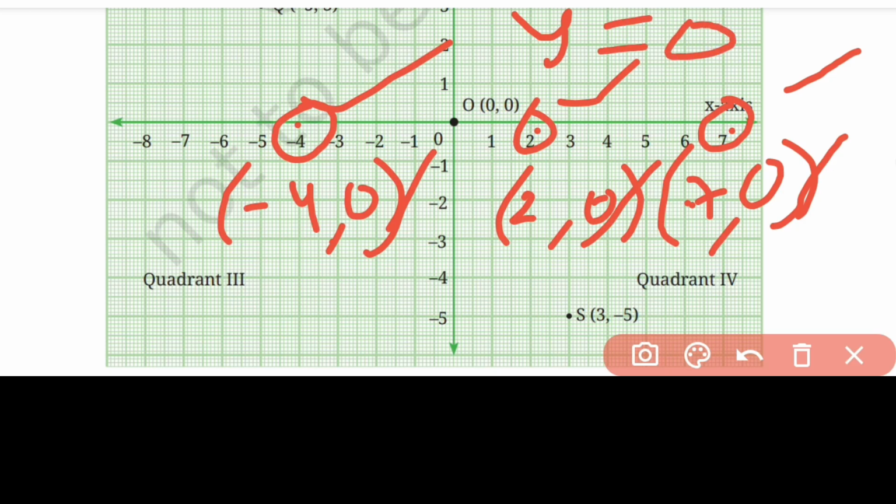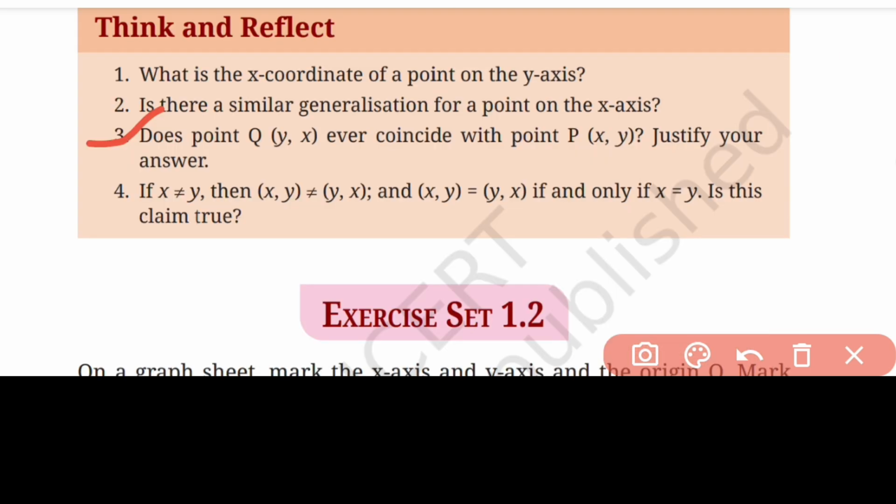Does point (y, x) ever coincide with point (x, y)? No, the answer is no, because here the x coordinate is y and here the x coordinate is x. Both are not equal. Therefore, it does not coincide with (x, y).